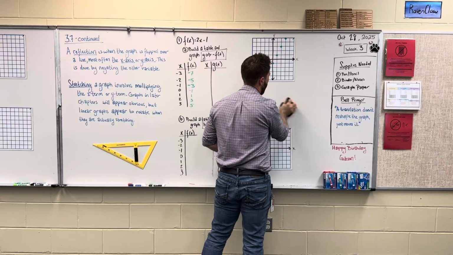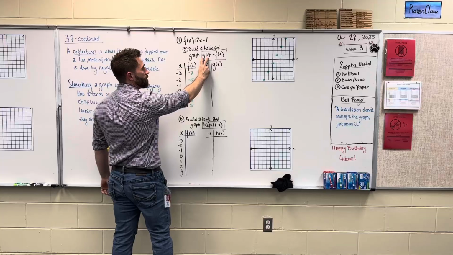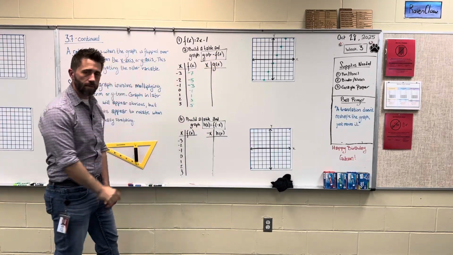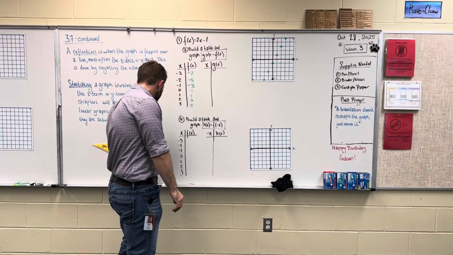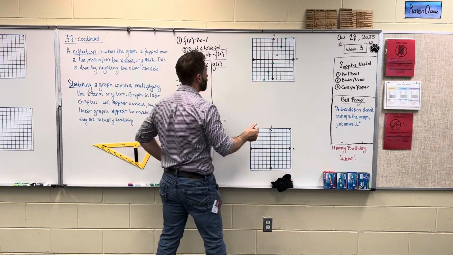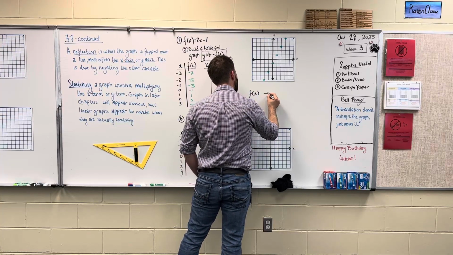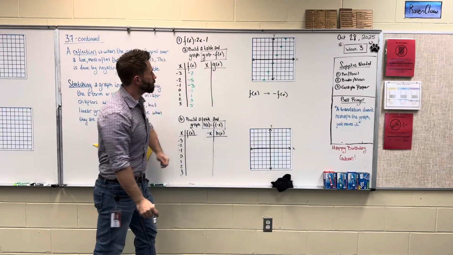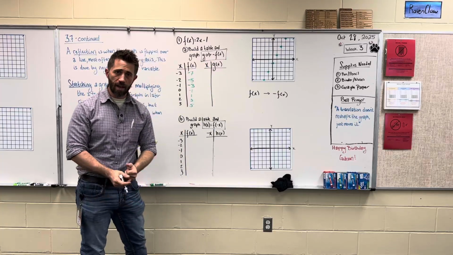So let's take a look at it. It says g of x is equal to negative f of x. Okay? Well, I need to identify what is my input and what is my output. So I need to figure out how I get f of x, and then how I make it a negative f of x? Because that's what it's telling me to do. G of x is a negative version of f of x.